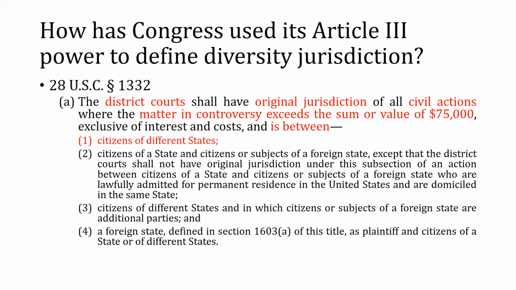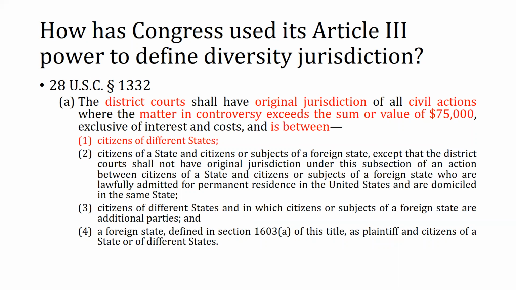So the US district courts have original jurisdiction of all civil actions, not criminal, but only civil, where the matter in controversy, the thing we're fighting about, exceeds the sum or value of $75,000. So low dollar disputes aren't allowed here. We need greater than $75,000 at stake, exclusive of interest and costs, and is between citizens of different states, or citizens of a state and citizens or subjects of a foreign state, and so on like that.